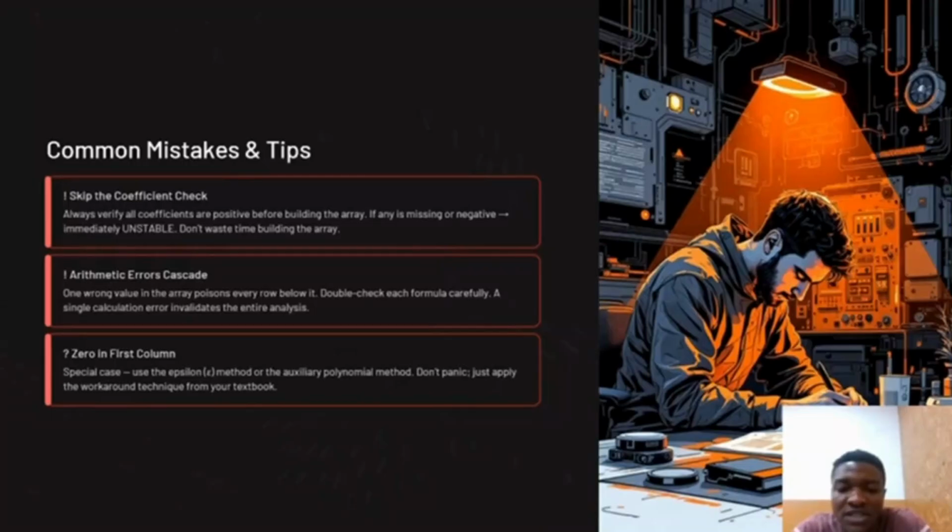Mistake 3. The special case. What if you get a 0 in the first column of an intermediate row? You can't divide by 0. The fix is called the epsilon method. Substitute a small positive value, epsilon, complete the table, and take the limit as epsilon approaches 0. It's a clean workaround. Just know it exists.